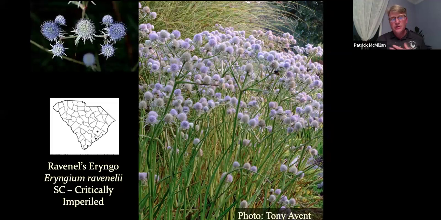my dear friend Richard Pichet and I searched for about 20 years in South Carolina, because the last time it was seen in South Carolina before our rediscovery of this plant in the Francis Marion National Forest was in the 1840s, when it was collected by Henry William Ravenel, and that was the type location. It disappeared for 150 plus years, almost 160 years before we finally relocated it.